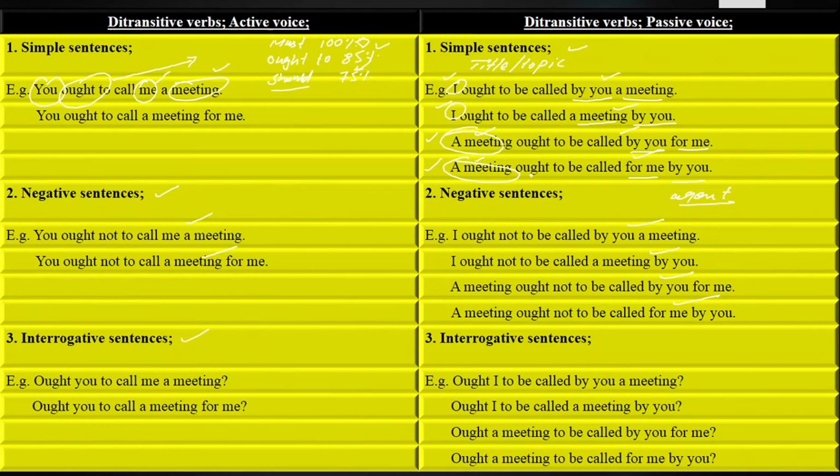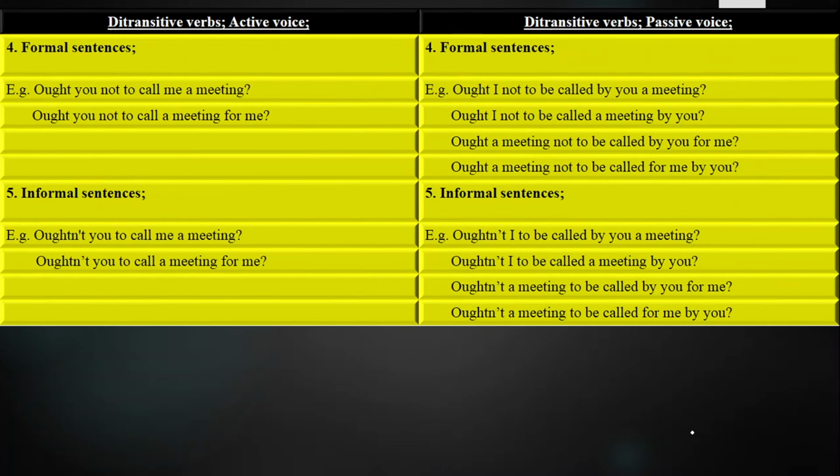Next we have the interrogative sentences. Those sentences in which we ask questions and put queries are called interrogative sentences. Ought you to call me a meeting? Ought you to call a meeting for me? Ought I to be called by you a meeting? Ought I to be called a meeting by you? Ought a meeting to be called by you for me, and ought a meeting to be called for me by you?